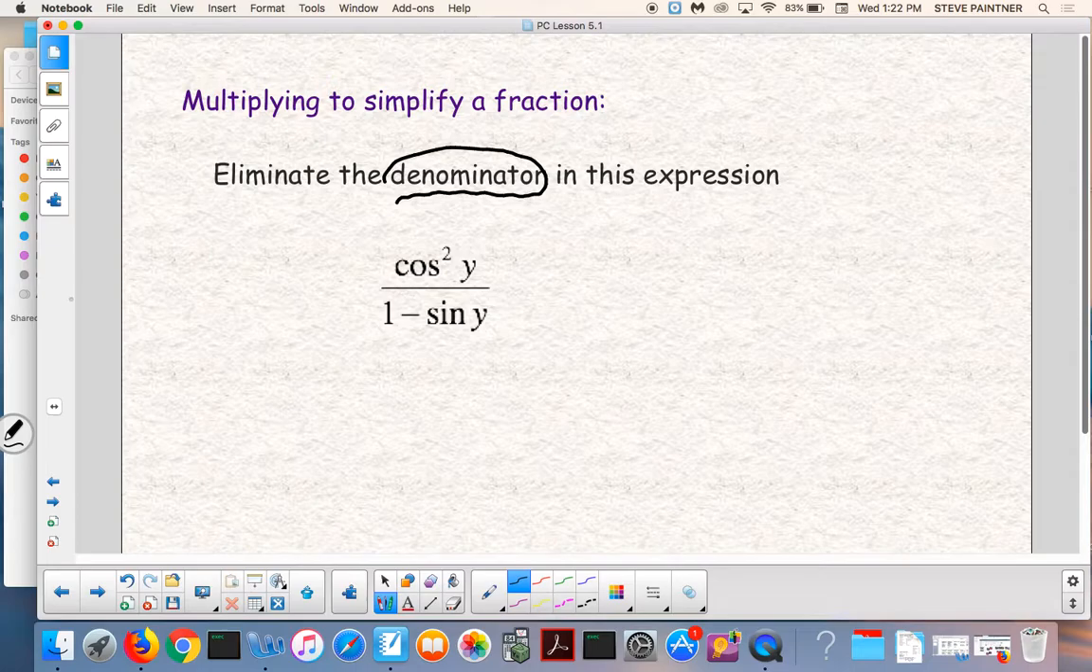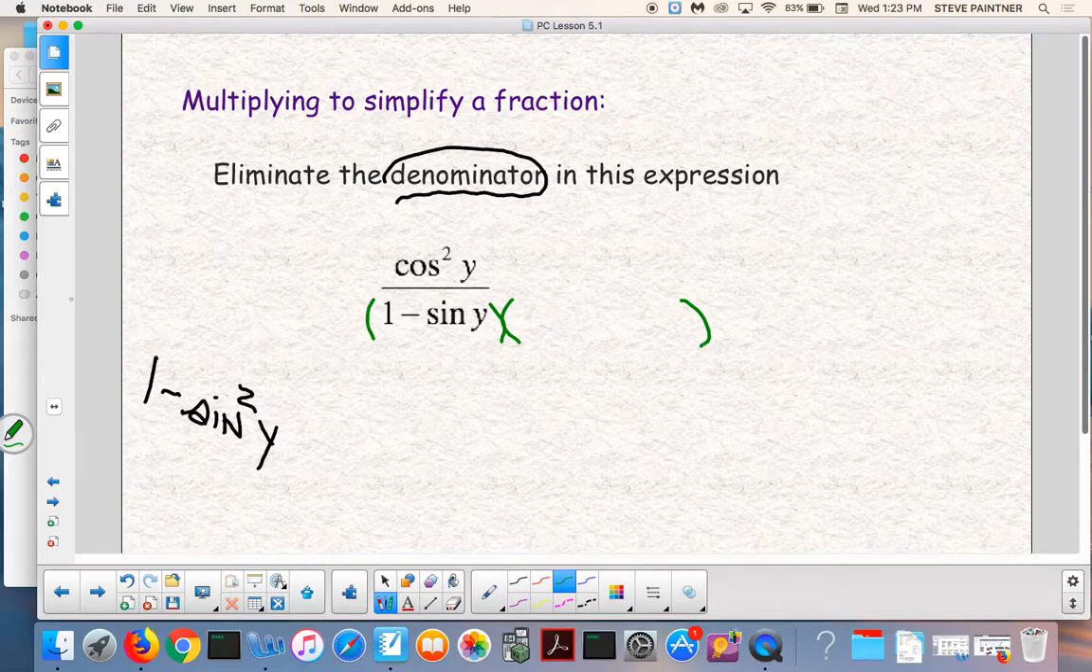Sometimes you are stuck. You don't know what to do. So you get this look where you have a binomial on the bottom. And doesn't this kind of look like 1 minus what? Sine squared? But it's not. So what we're going to do is multiply the denominator by the conjugate.